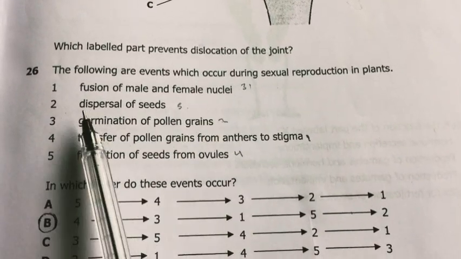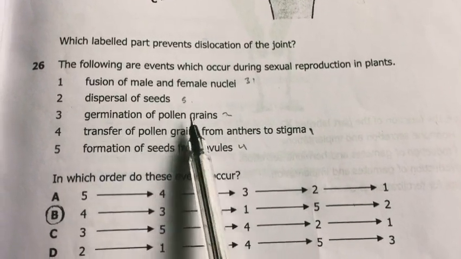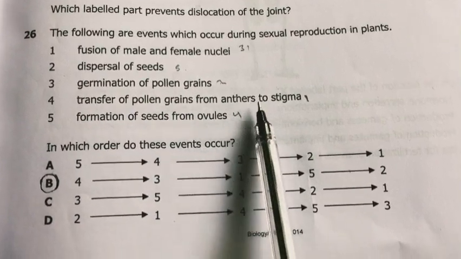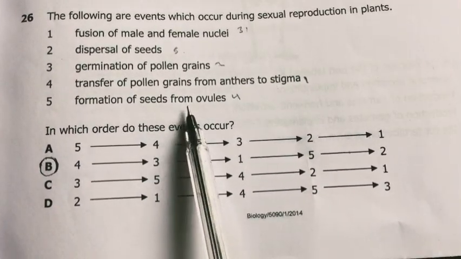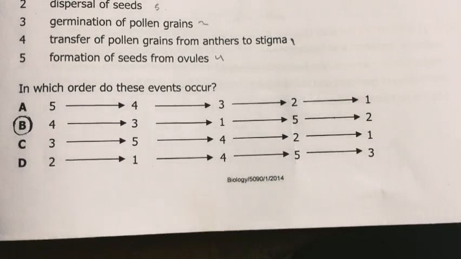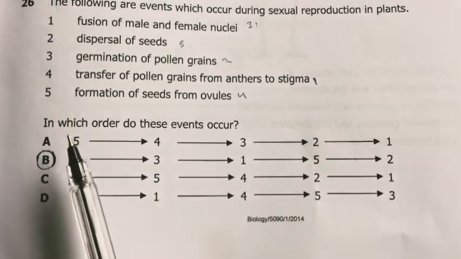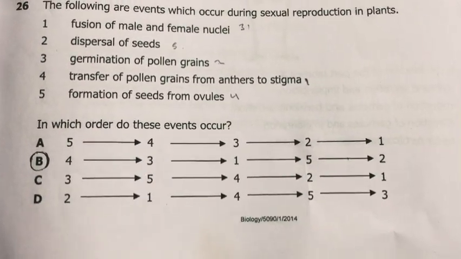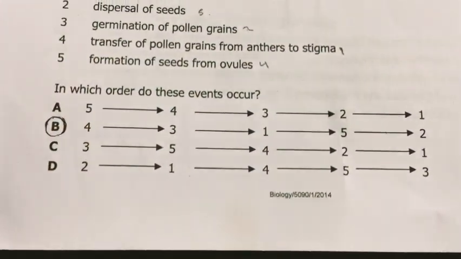Number 26, the following are events which occur during sexual reproduction in plants: fusion of the male and female nuclei, disposal of seeds, germination of pollen grains, transfer of pollen grains from anthers to stigma, formation of seeds from ovules. In which order do these events occur?